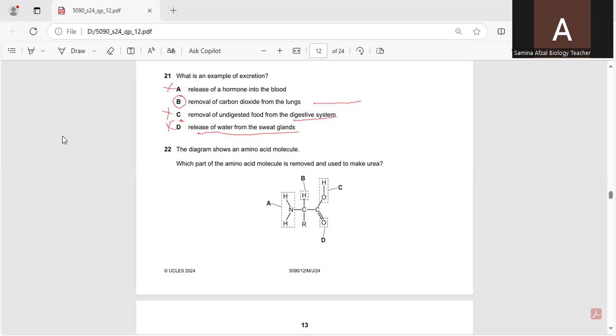The diagram shows an amino acid molecule. Question number 22. Which part of the amino acid molecule is removed and used to make urea? So A, B, C, and D. So in this case, this group, which is called the amino group, is removed from the amino acid, then the remaining is used to make the urea. So A is the correct option in question number 22.